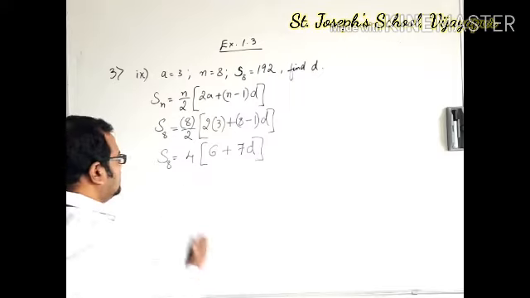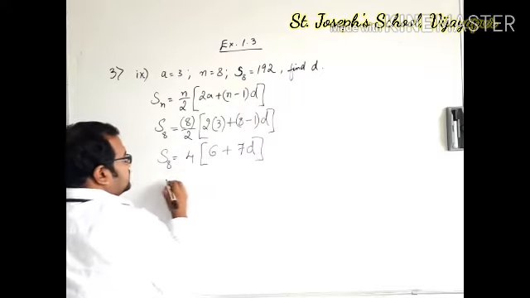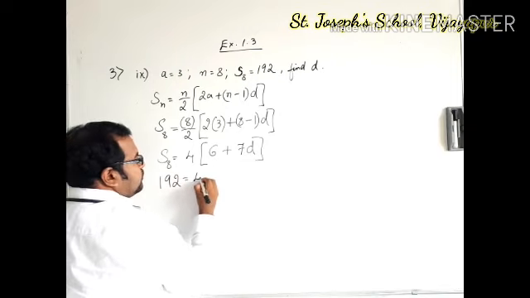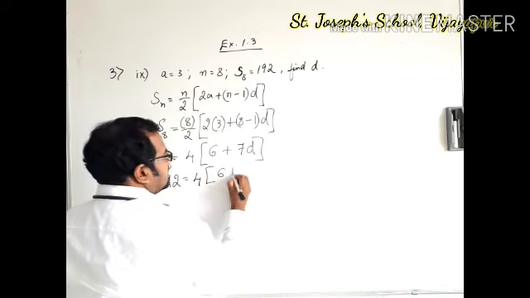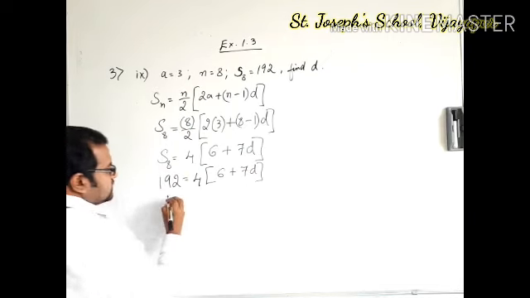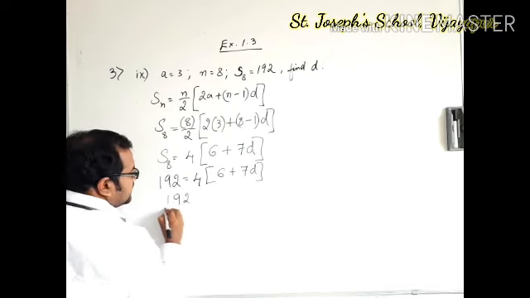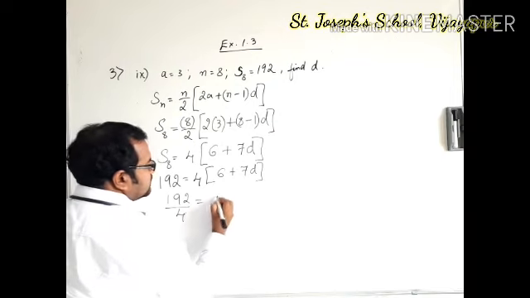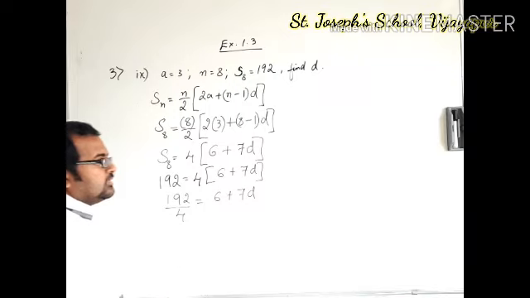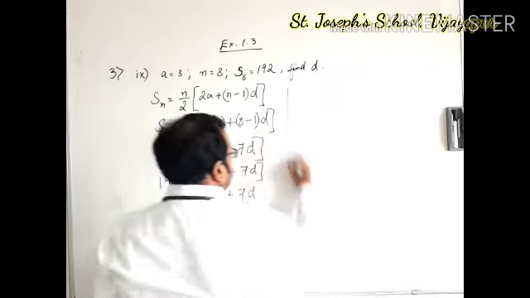Very simple, directly. S8 value is 192, I am substituting that. 192 is equal to 4 into (6 plus 7d). 4 comes to the other side, becomes 192 divided by 4 is equal to 6 plus 7d. I'll continue on the other side.